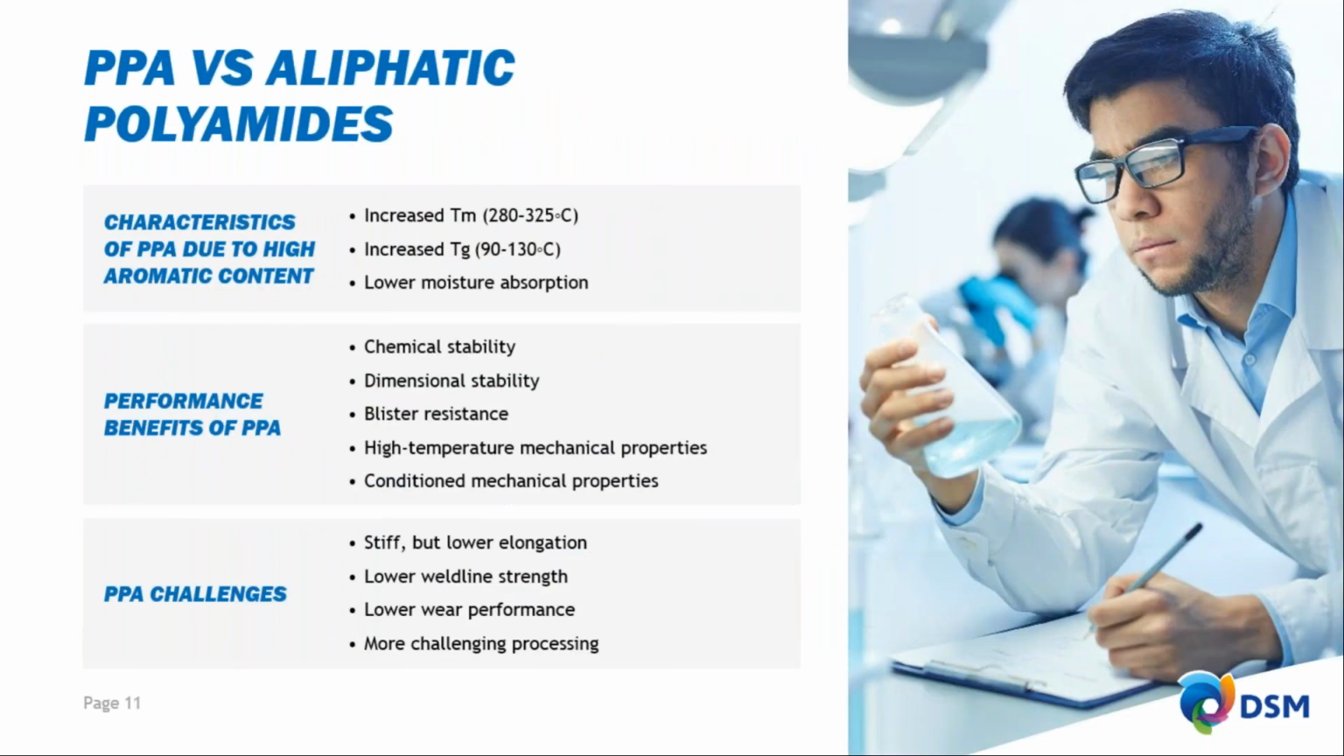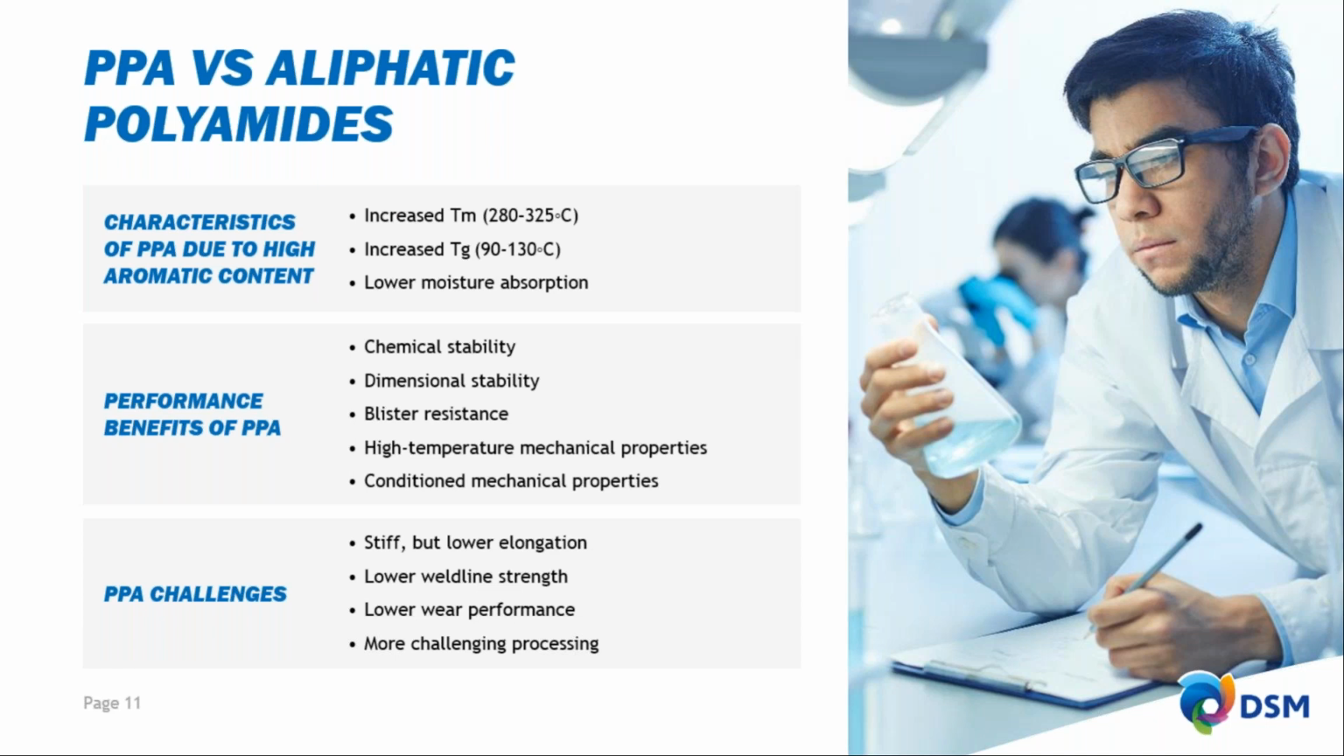So next I'd like to touch upon PPAs versus aliphatic polyamides. PPAs are semi-aromatic, so what that allows us to do is increase temperature ranges, whether it be the melting temperature of the material, as well as the glass transition temperature, the Tg, and that's a very important indicator for mechanical performance in the well, or how the part is going to perform in the well. So by increasing the aromatic content, you're able to bump up the Tg.